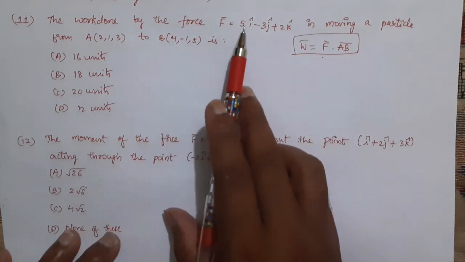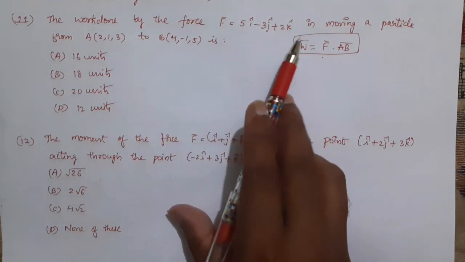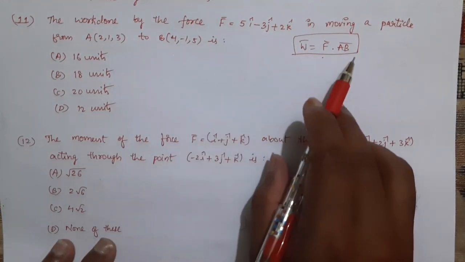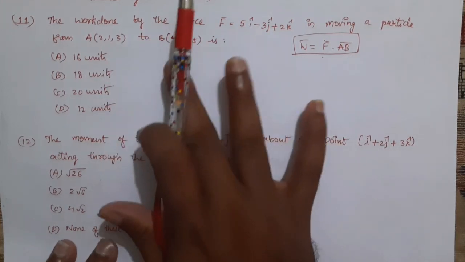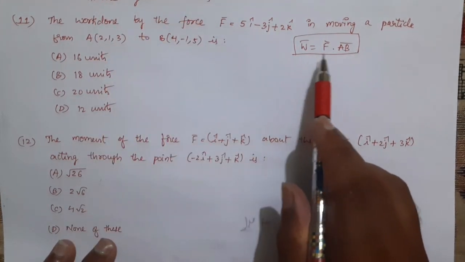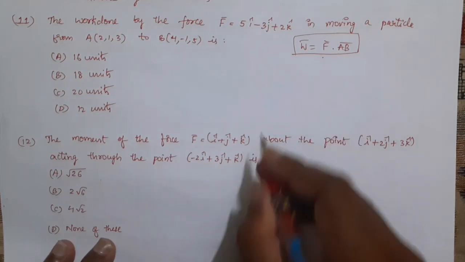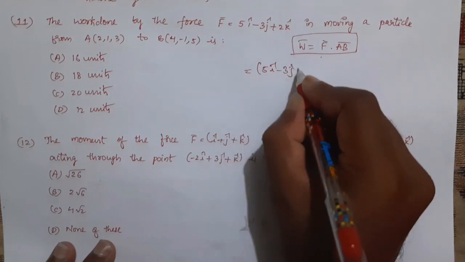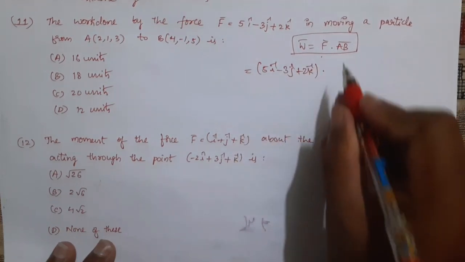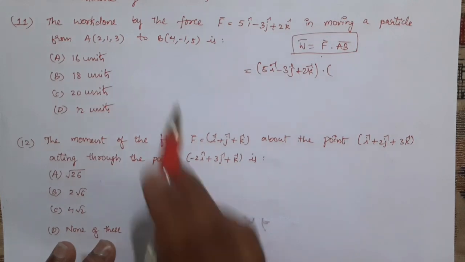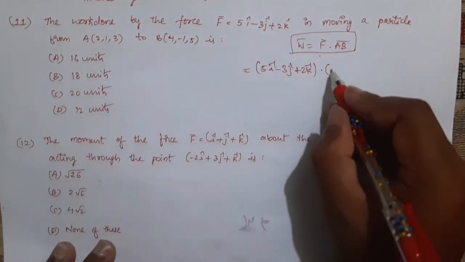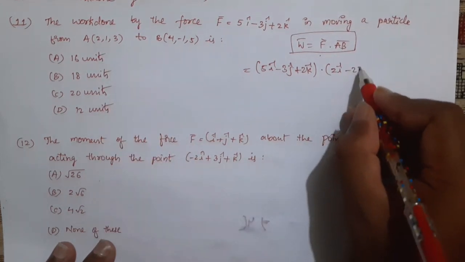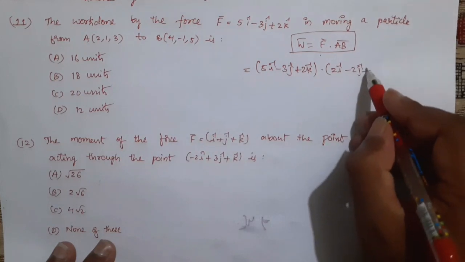Here F bar given, that is force 5i cap minus 3j cap plus 2k cap, in moving a particle from A to B. From A to B means it will become AB bar. If it is from B to A, it will become BA bar. So work done by the force is nothing but F bar dot AB bar. We know that F bar, that is 5i cap minus 3j cap plus 2k cap, dot AB bar. AB bar is OB minus OA: 4 minus 2 is 2i cap, and then minus 1 minus 1 is minus 2j cap, 5 minus 3 is 2k cap.